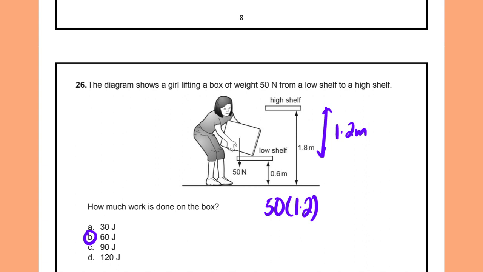Some of you guys might try to do it this way, that you first use mgh for this and then you use mgh for this and then you subtract them, but again it would be the same answer as this. Just think about in this formula, EP equals mgh. Think about h as the gain or the loss in height.